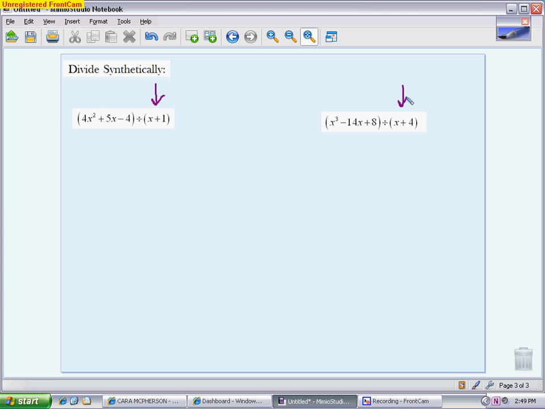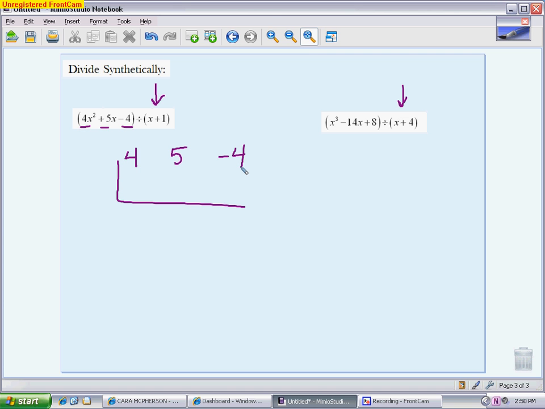When you set up your synthetic division, you want to put your coefficients inside the box in the top row. Again, if you didn't have a coefficient, for example, if you did not have an x term or an x squared term, you would have to use 0 as a placeholder. This first one doesn't have that issue. We have 4x squared, 5x, and negative 4 is my constant.